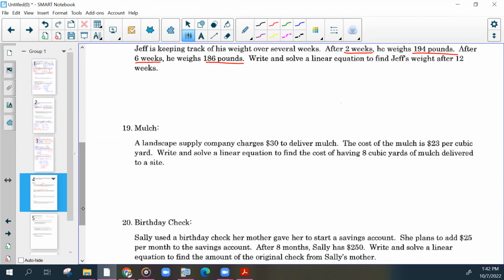19, we know there's a $30 delivery fee. We know the cost of the mulch is some 23 per, and we have to find the cost of having 8 yards. This sounds pretty straightforward. I know I'm saying that, I'm the math teacher, but here we only have 3 numbers. When you only have 3 numbers, these are the more straightforward ones. One of these is going to be your M, the word per. One is going to be your B. One is going to be your X or Y. And since cubic is the second part of M, that's going to be your X, and you're looking for Y. So this one is a straight, you put it in and you find out. So you're given your B and your M here.